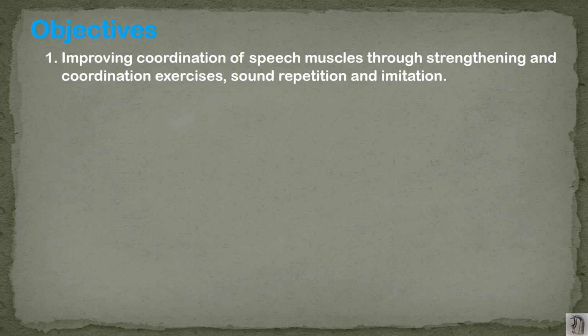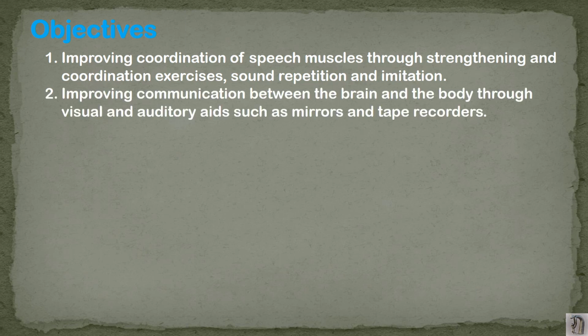As I said, improving coordination of speech muscles through strengthening and coordinating exercises, maybe sound repetition or imitation. So they will try to intervene with the child with the help of repetition and imitation. Anyways, we will look in the intervention at what kind of things they will do. So this is an objective of speech therapy.